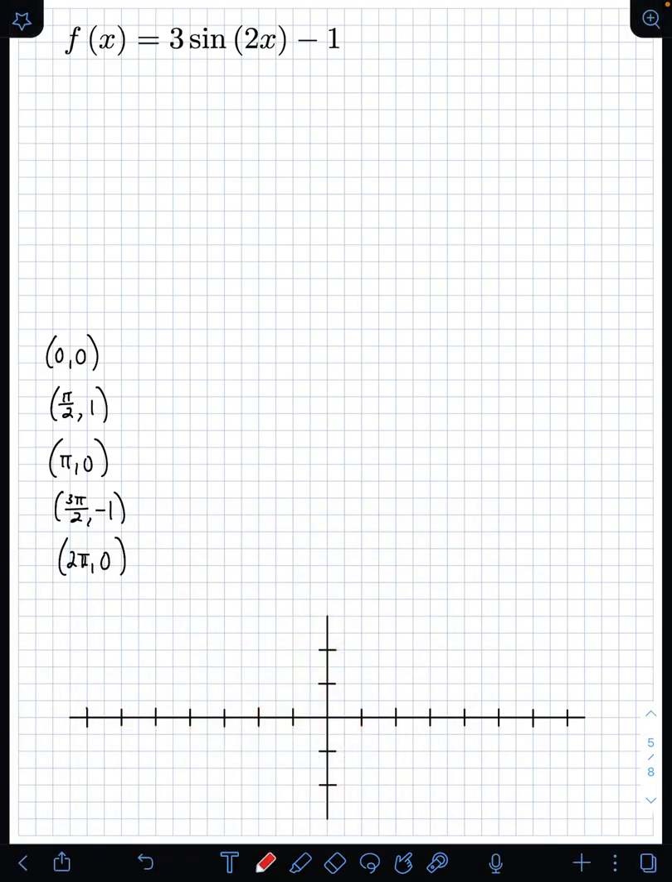So our first thing that we would do here is start inside where the x is, where we have a multiplication by 2. That will cause a horizontal distortion. That's going to stretch out or compress the wave from side to side. That should affect the period then?